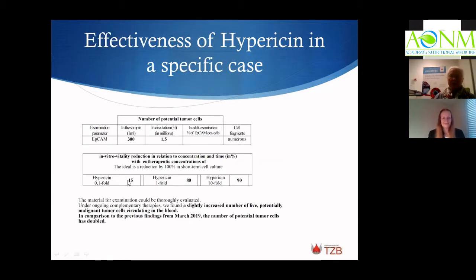Here again, hypericin at different concentrations, and here you can also see it starts very low, but then it comes up. So it's very much dose dependent how effective the drugs are. This number is the concentration which we usually use for, and which are reported to us to be used in the patient in the infusion.